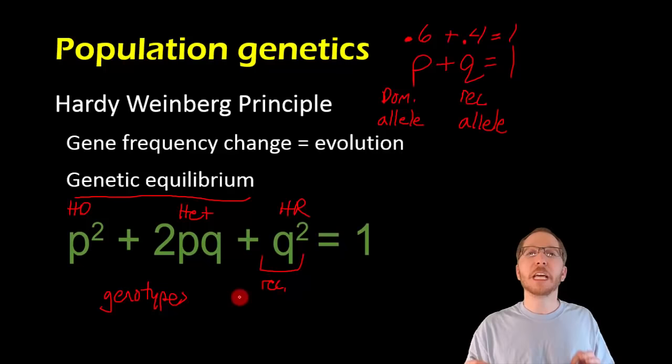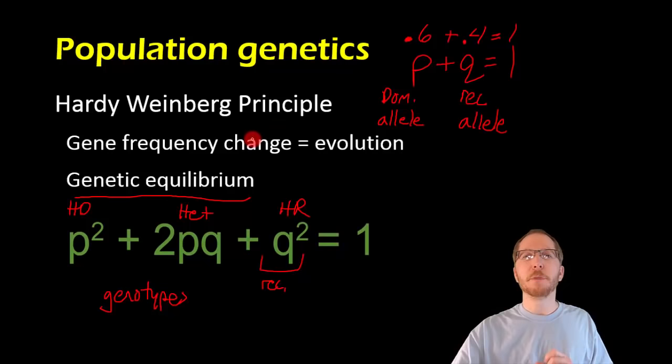So you need to memorize that P squared is homozygous dominant. You need to memorize that 2PQ is how we calculate the heterozygotes. And you need to memorize that Q squared is the homozygous recessive. If you're confused as to why this is a 2 here, I'll just give you a quick heads up.